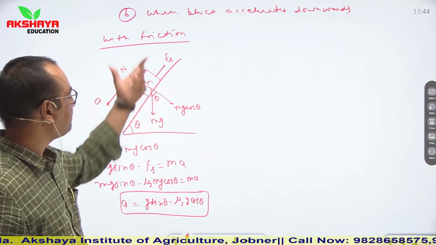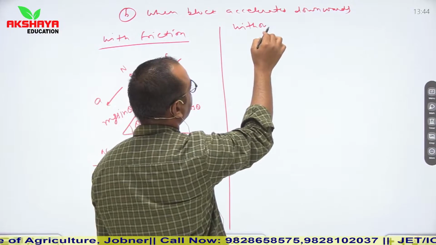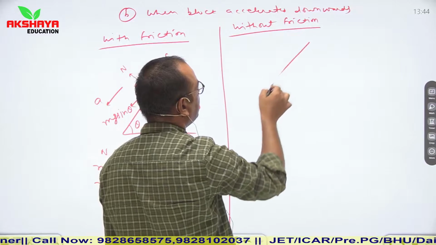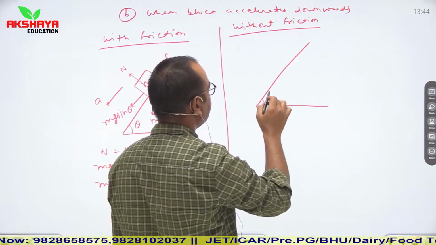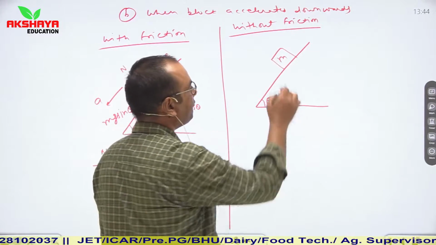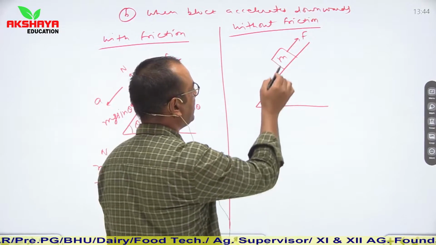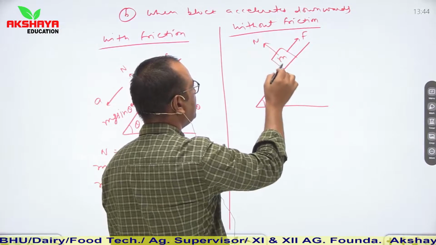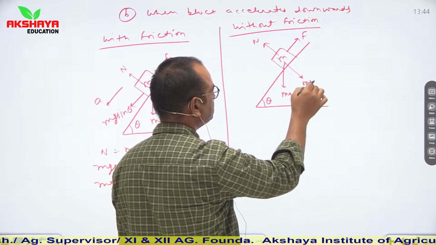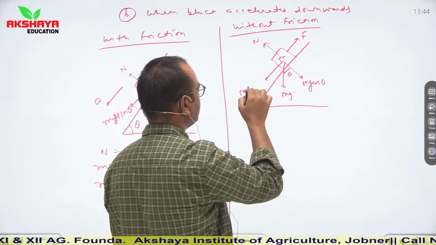So this is the value of acceleration, or you can calculate force due to acceleration. So this is the concept with friction. And if we talk about without friction, this is the concept. Let us say this is the block of mass m. Here let us say that a force F is applied in upward direction. So same concept again, this is n, this is mg, this is mg cos theta, this is angle theta, and here this is mg sin theta.